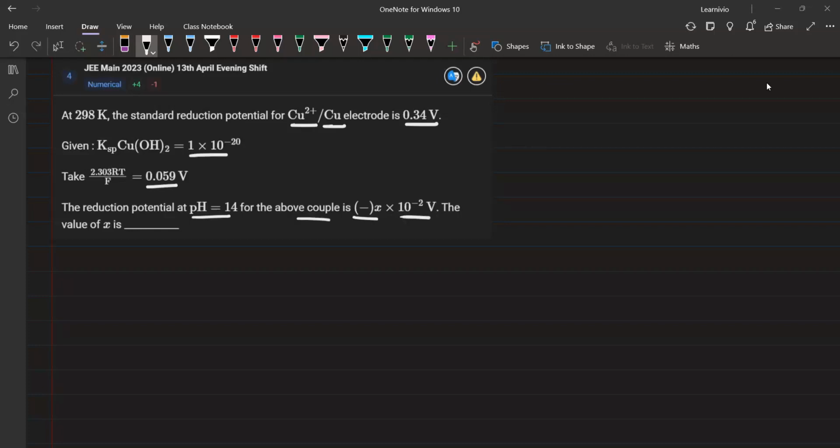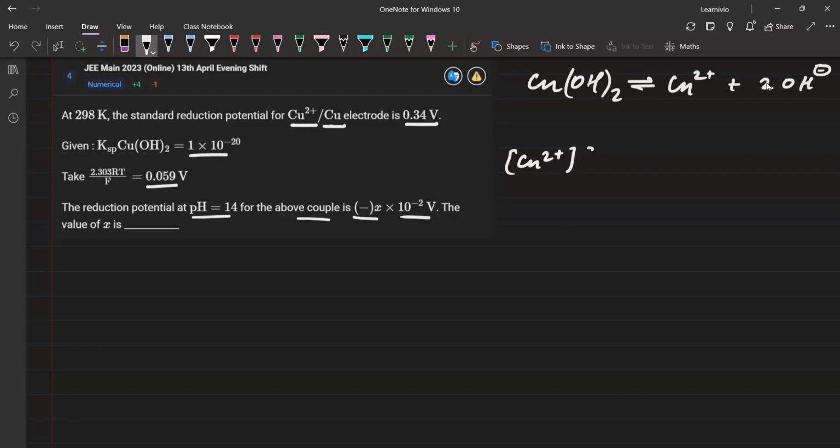Now, what is the solubility product? The solubility product is for copper OH whole twice. It will dissociate into copper 2 positive plus 2 OH negative. So the solubility product says that the concentration of copper 2 positive and the concentration of OH negative squared, the products of copper hydroxide when it dissociates, will be equal to the KSP. Now, from here you can calculate the concentration of copper 2 positive.